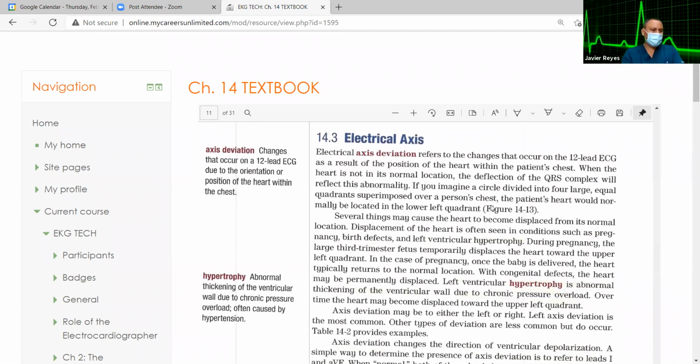Okay, take a 10-minute break, guys. We're going to cover the last section in just a minute. We're going to talk about axis deviation and what it means. It has to do a lot with heart failure.